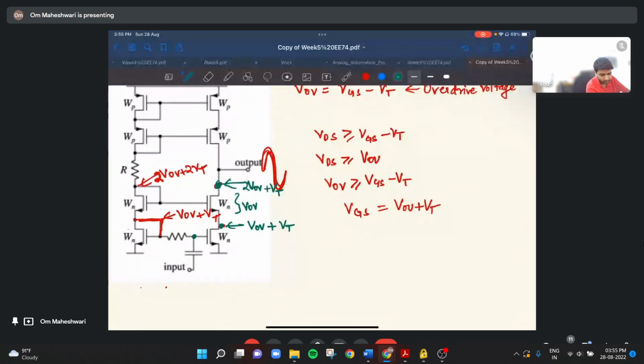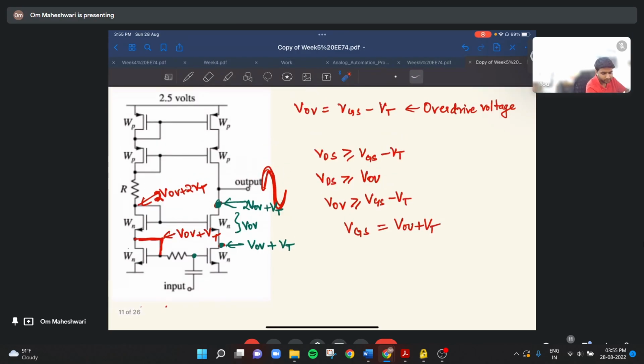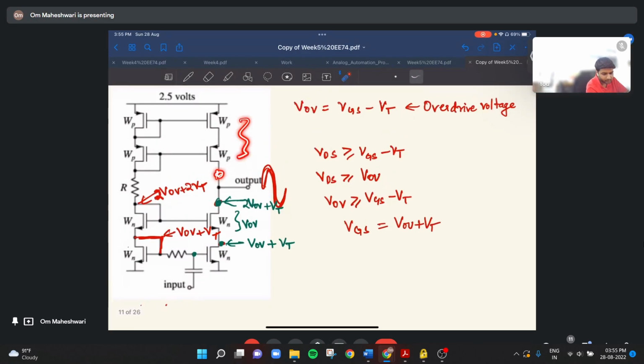Yes, the minimum value to keep these transistors in saturation is the minimum value that we can have here. Similarly, if we solve from the top, we will get, let me change the color, the maximum value that we can have here will be given from here. That will be VDD minus 2 VOV.